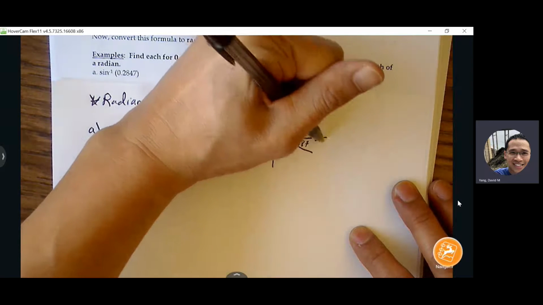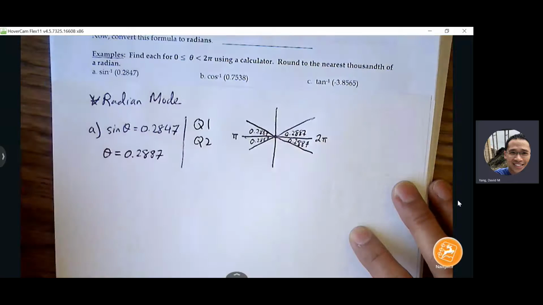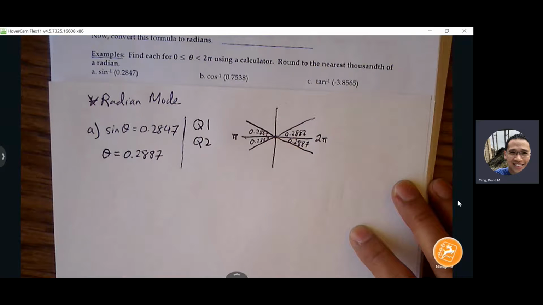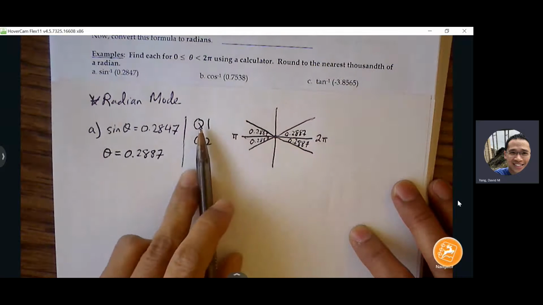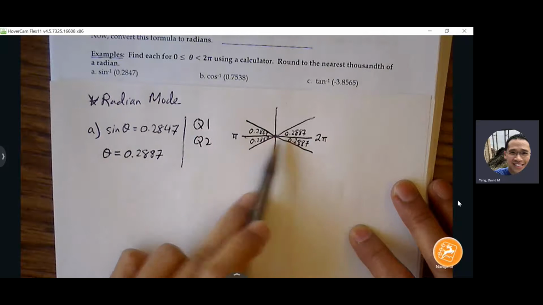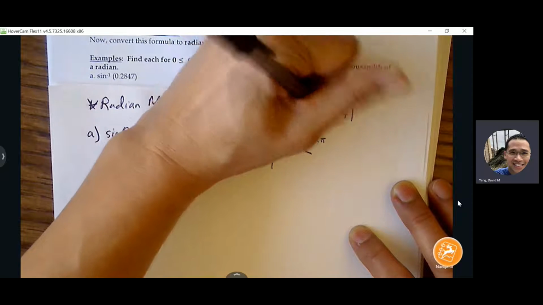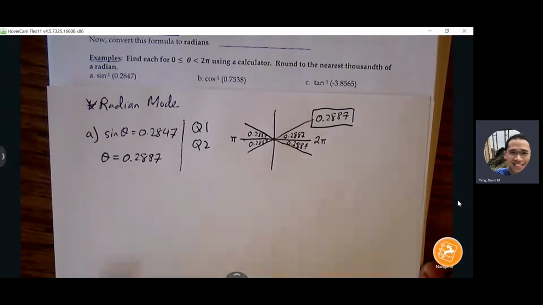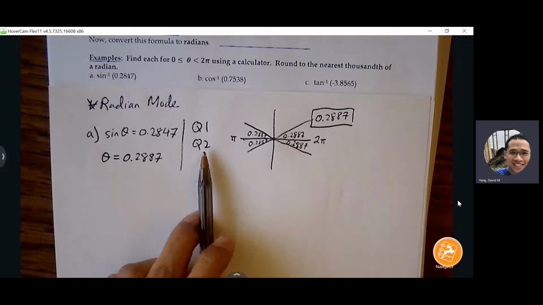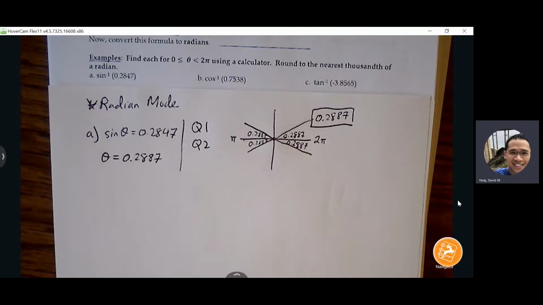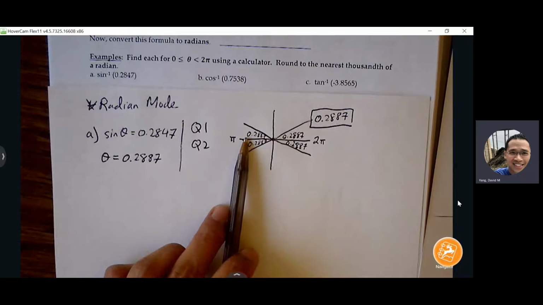Instead of 180 and 360, we're going to be using pi and 2 pi if we're trying to get to the second, third, or fourth quadrant. Okay, well, we already have quadrant 1, right? Quadrant 1 is just going to be 0.2887. So we can square that away. How do you think we can get to the quadrant 2 value? Subtract, yeah. Yesterday, we were doing 180 minus the reference angle. Now we're going to do pi minus the reference angle. Okay, so pi minus 0.288.